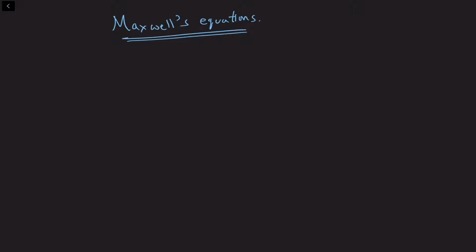Okay, so let's write down Maxwell's equations. Maxwell's equations, assuming the presence of a source, can be written in this form. I'm actually going to use Gaussian units here. So in Gaussian units, I can write this as del dot E is 4 pi times rho. Del cross E is minus partial B, partial t.